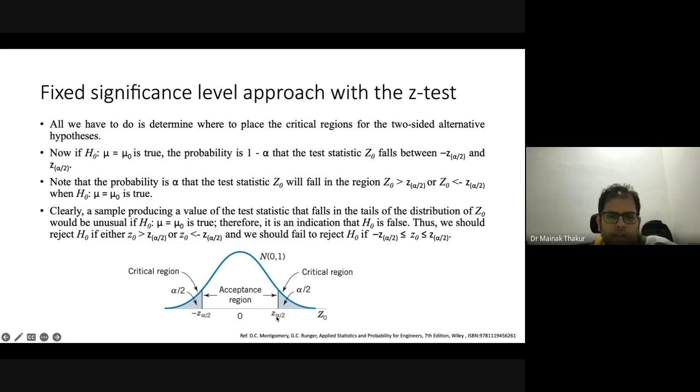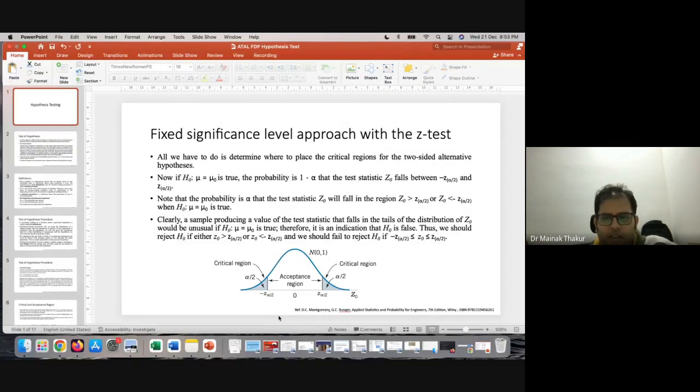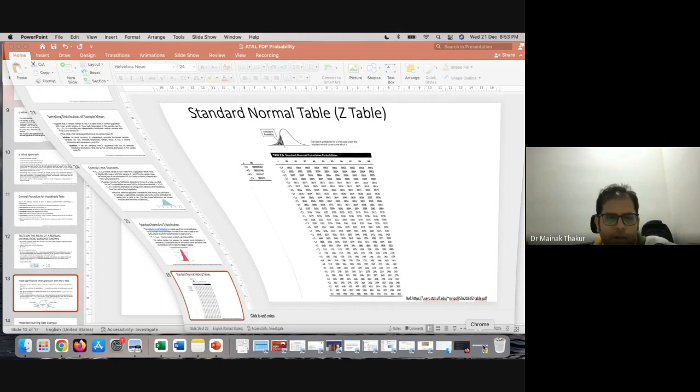Now this will be different for different alpha, so this Z will be different. Let's say if you take alpha 0.05, this area will be 0.025, and this area will be 0.025. You will get the Z value as 1.96. Minus 1.96 here, and 1.96 here. You can see this from the previous Z table also.